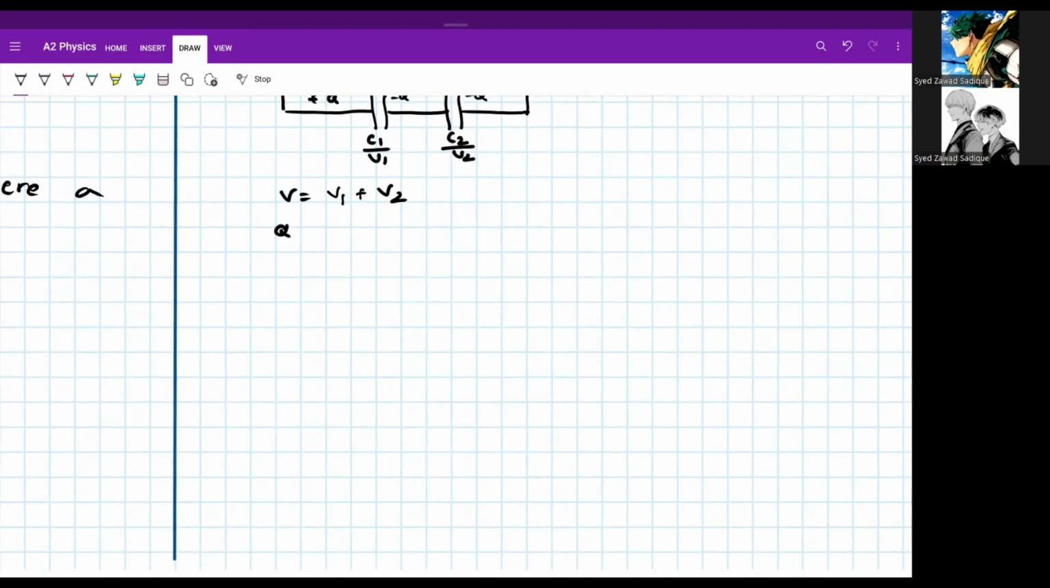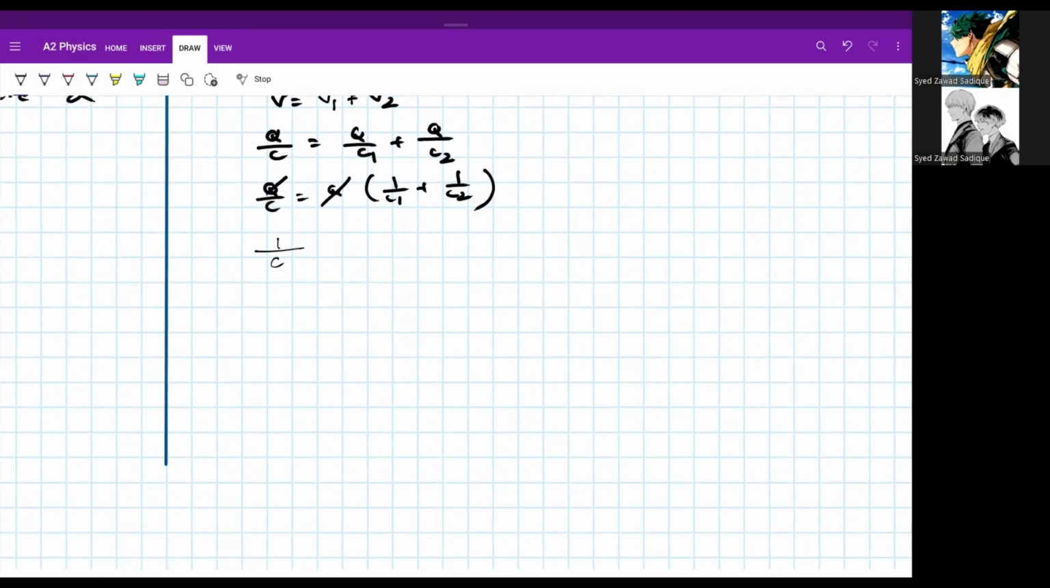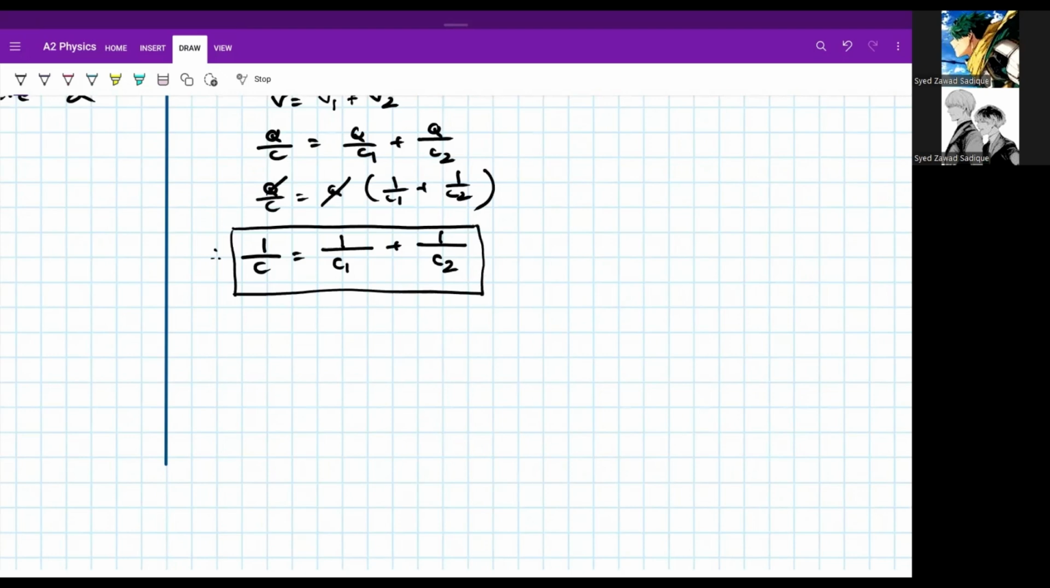We know voltage is Q by C, equal to Q by C1 plus Q by C2. Now, if we take Q common, Q by C equals Q times (1 by C1 plus 1 by C2), and Q cancels out. Therefore, 1 by C is equal to 1 by C1 plus 1 by C2. This is the formula of capacitors in series.